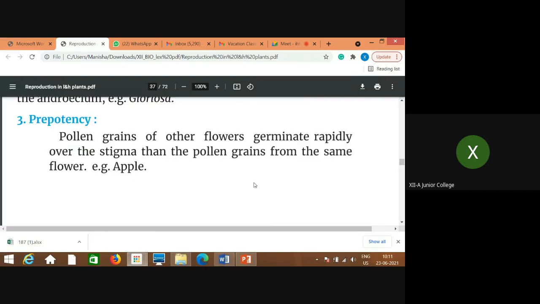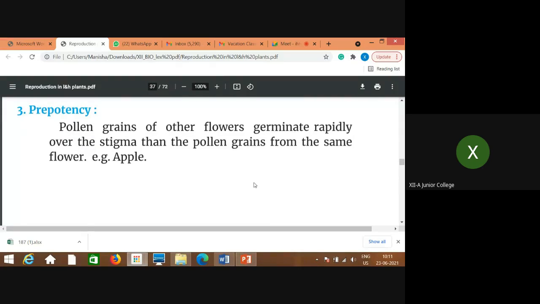Now, prepotency. Now here also, see, pre is earlier, potency, that means what? Pollen grains of other flowers germinate rapidly over the stigma than the pollen grains from the same flower. Means that in this case, the flower is bisexual. That means male and female both, the androecium and gynoecium, are present.